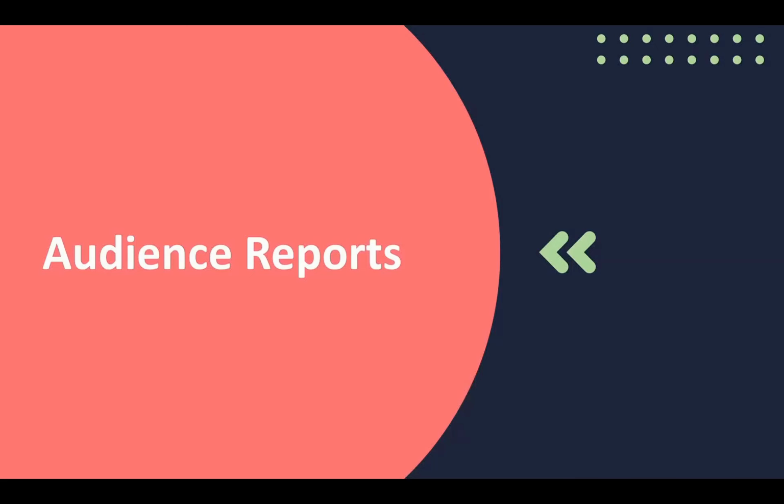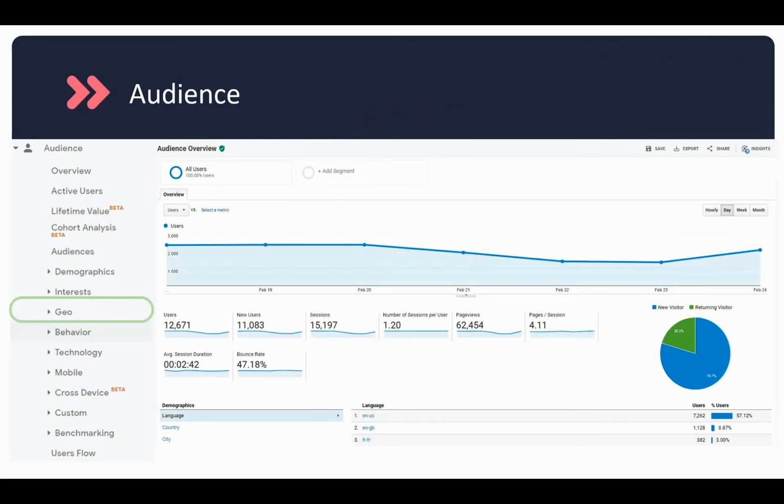The first reports that we are going to be looking at are called the audience reports. And this is what it looks like, the overview at least. On the left here, you can see all the different options that fall within the audience section of analytics. We will not be going through all of them right now. So we have the overview, and you can see that on the right.